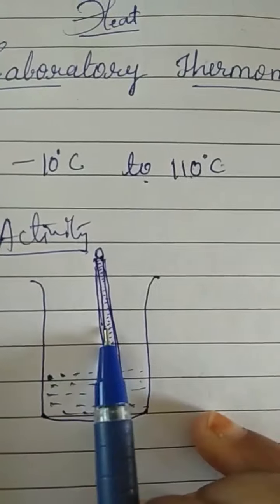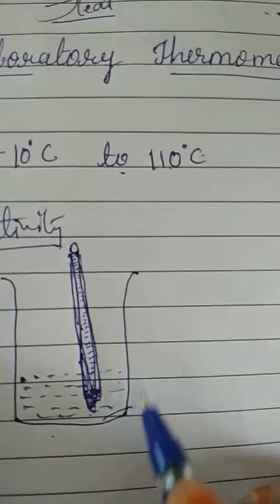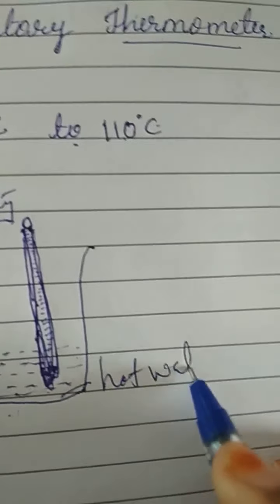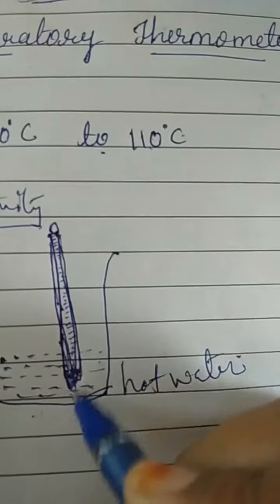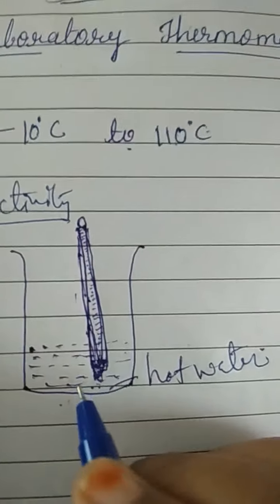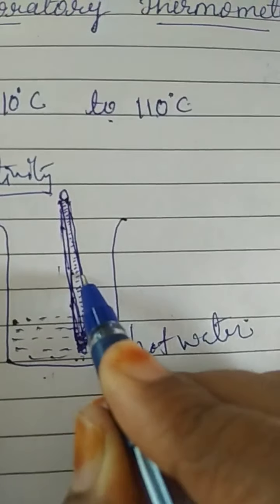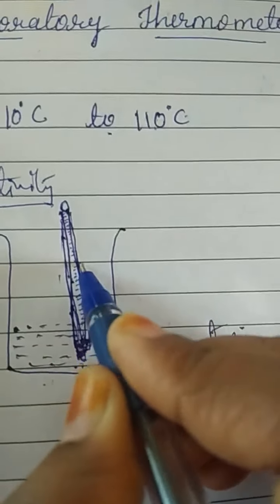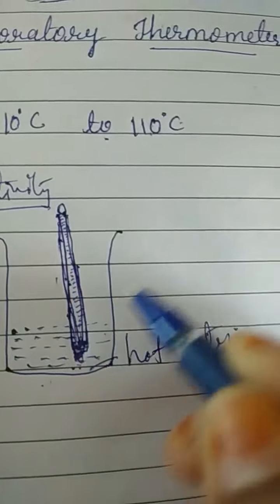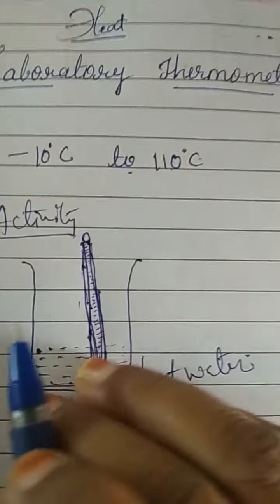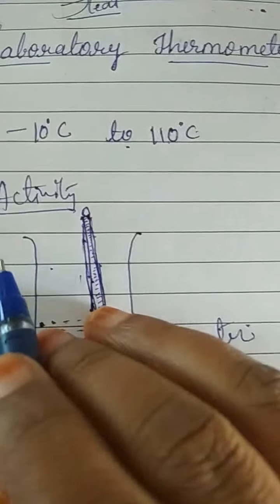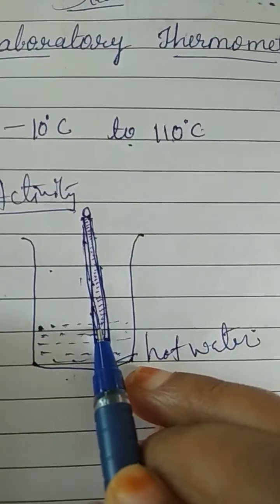Let's do one more activity. Take hot water in a beaker and dip the thermometer in the water. Wait till the mercury thread becomes steady. The red colored mercury thread will go up. When it becomes steady, note the temperature. Now take the thermometer out of the water. Observe carefully what happens now.